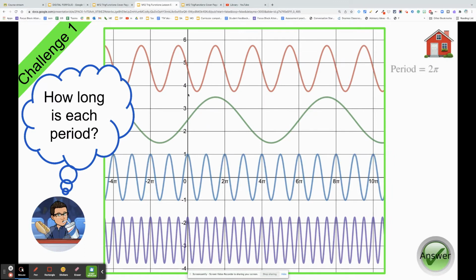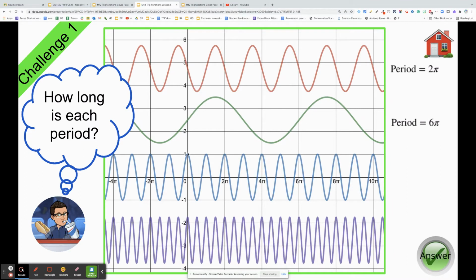Okay, the red one, that is 2 pi. We can see 2 pi down here, and we can see that there's the same spot, and it returns to that spot. We can see that that is a period of 2 pi. Let's look at this green one. Well, the green one looks much longer. That looks to me like it's 6 pi, and it is.